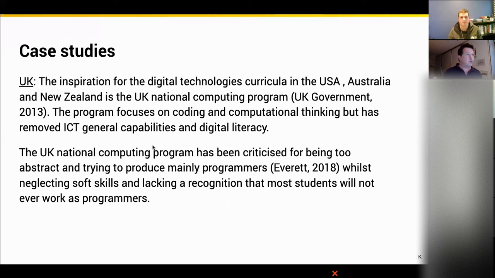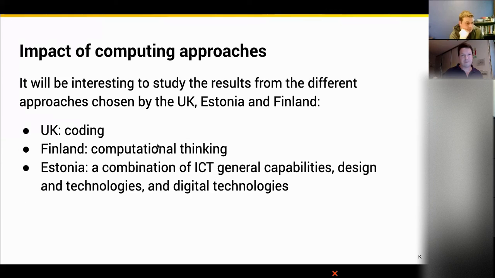And the UK, of course, you're all familiar with the approach in the UK, where most of the approaches in the US, Australia, and New Zealand got their inspiration from. There the focus is more on coding and less on ICT general capabilities and digital tech. And they've been criticized for taking that hardcore approach, and they're trying to steer against that. Students have been dropping out apparently as a result of that program becoming too computing focused.